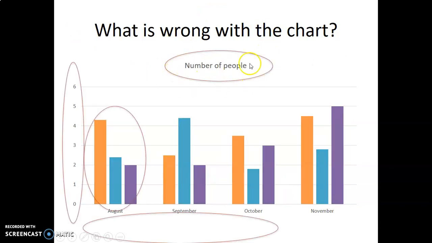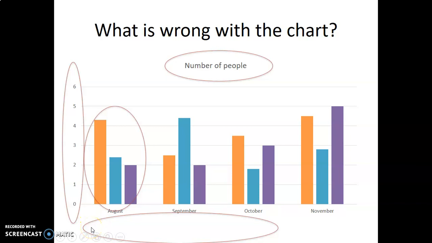So first of all, the title of the chart is not very specific. It's a number of people. Number of people what? It's not clear. It's too general. Doesn't say anything. And below the chart, there should be a caption.